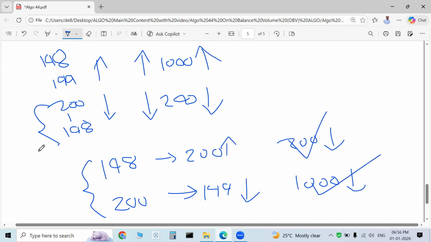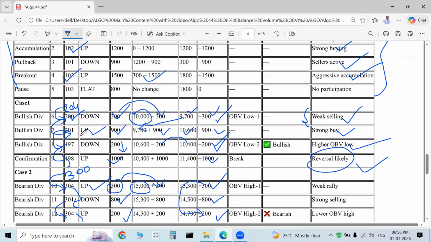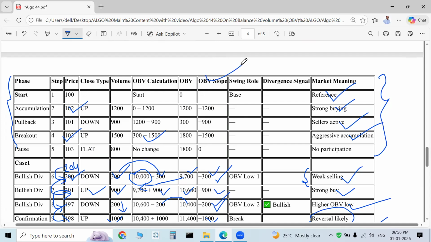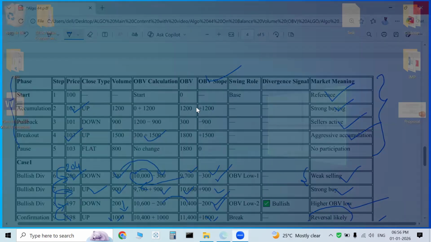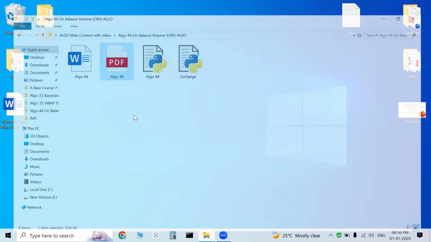So OBV catches this part. The slope catches whether the price is going to reverse, whether a bullish divergence is going to happen or a bearish divergence is going to happen. I'm going to give you a summary one more time. This is very interesting.